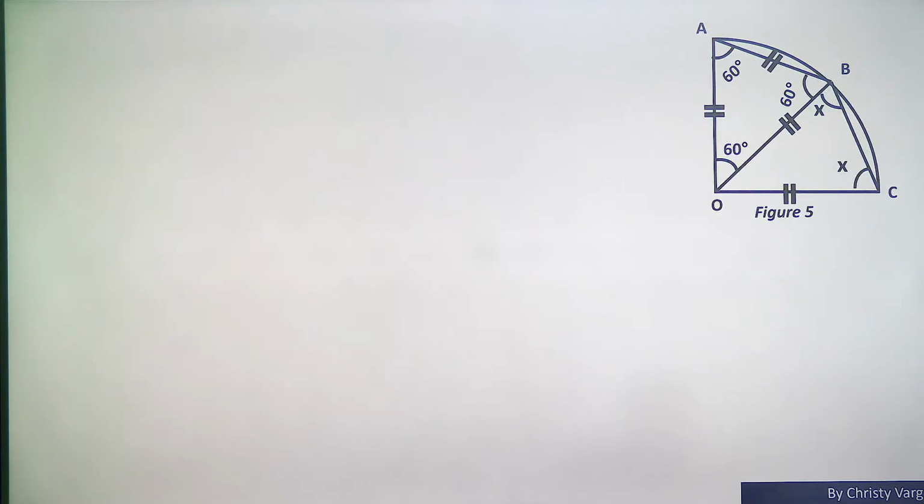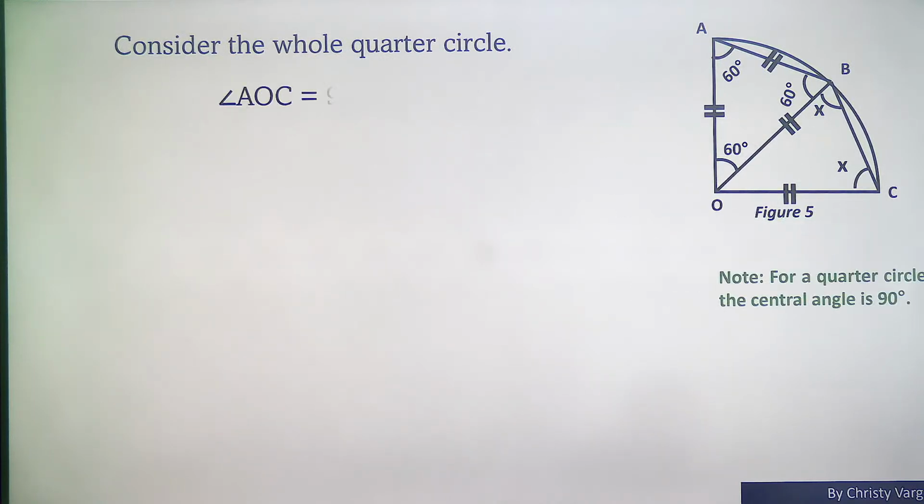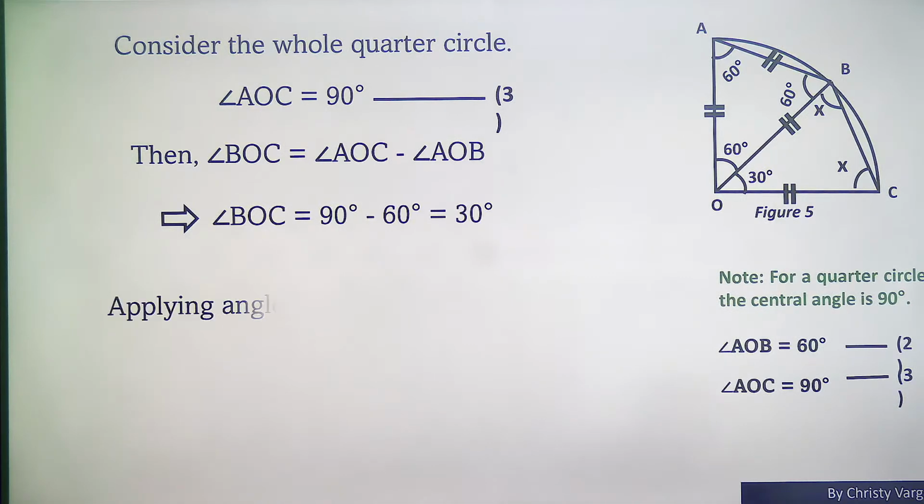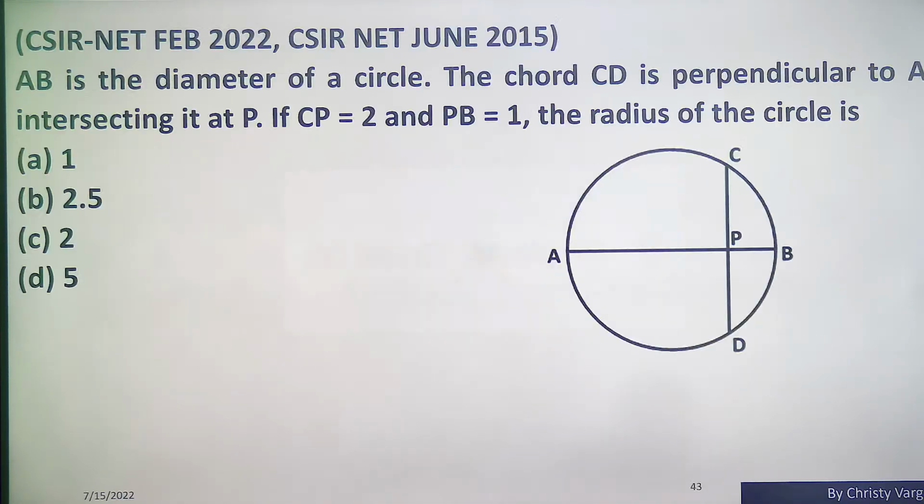And then equilateral triangle. And then 30 degree quarter circle ka idea. So quarter circle, isosceles triangle, equilateral triangle, all are involved there. Then try this question. Very good question. Another one. Feb 2022 and 2015 June, this question was asked. All of you try.